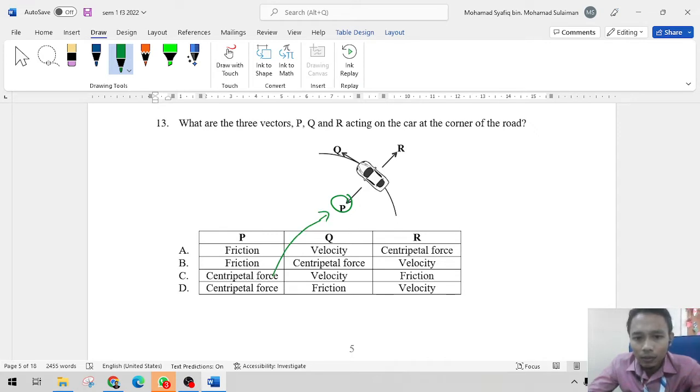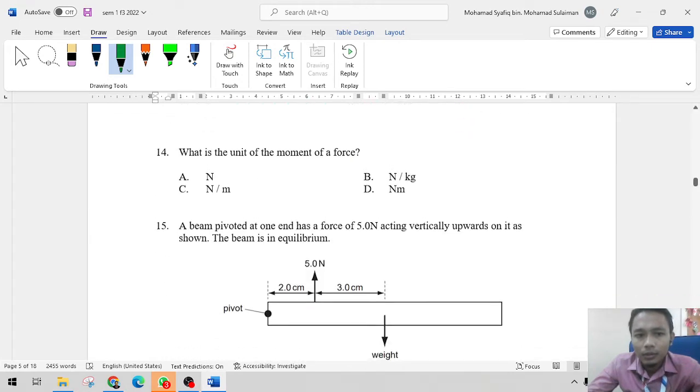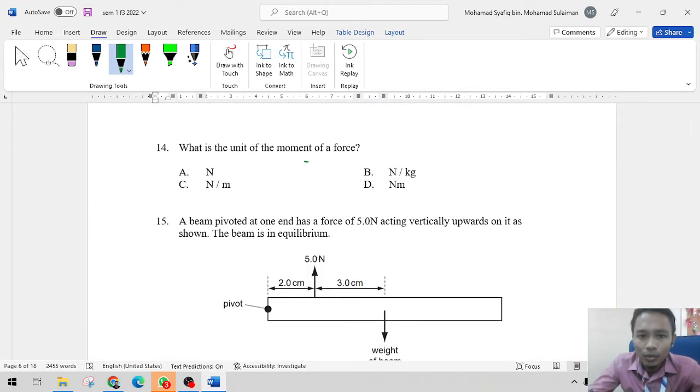Q is velocity. R is friction. Number 14, unit of moment of force. Like a seesaw, moment of force is force times distance. So the unit is Newton meter.